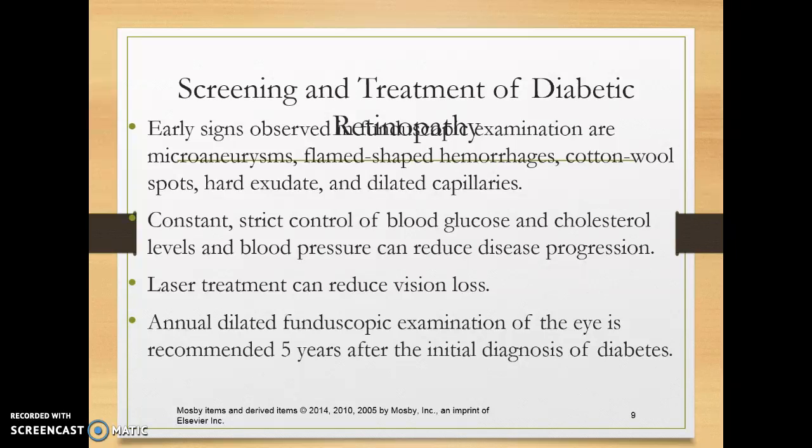But under here, I see that this is kind of messed up. Early signs observed, something examination, some type of examination that I can't read, are microaneurysms, so little tiny bursts of blood vessels, flame-shaped hemorrhages, cotton wool spots, hard exudates, and dilated capillaries. So the vessels are trying to compensate for all this stuff that's going on. And so this can be seen in vision screening.